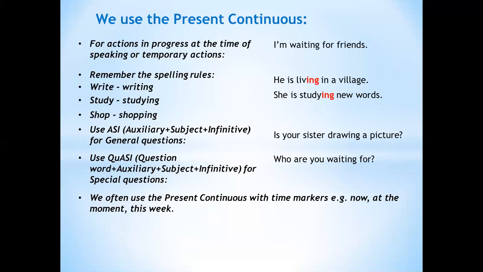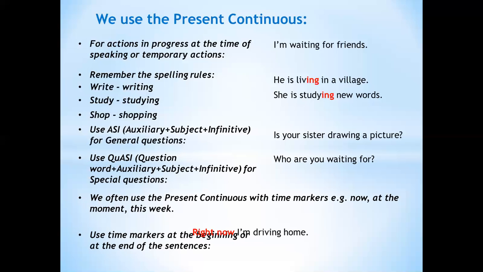We often use the present continuous with time markers such as now, at the moment, this week, at present, and so on. We can use them at the beginning or at the end of the sentence. For example, right now I am driving home.